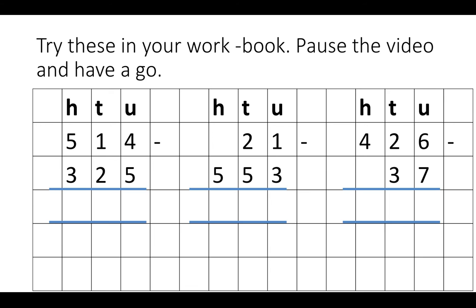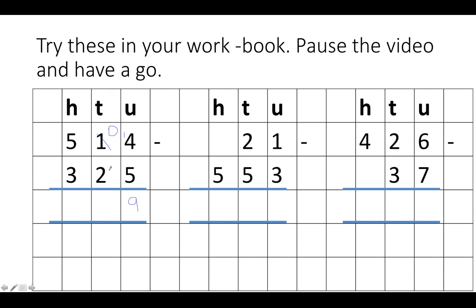Okay, let's see if you got them right. So, first one. 4 take away 5. 4 is smaller, so borrow 1 from next door. There's none left. 14 take away 5 is 9.